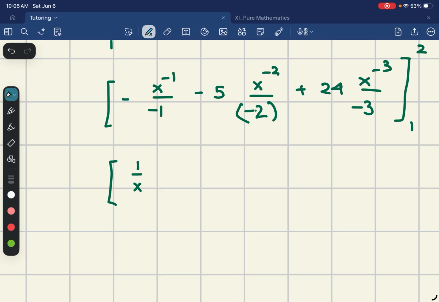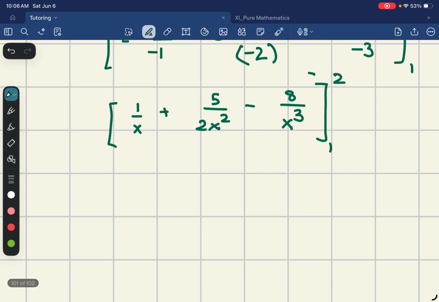Minus 5 divided by minus 2 is going to be plus 5 over 2x squared, because x to the power negative 2 is just 1 over x squared. And then I'm going to get 24 by negative 3. That is negative 8 divided by x cubed. So if you simplify everything, you get this expression. And now I just need to substitute in 2.